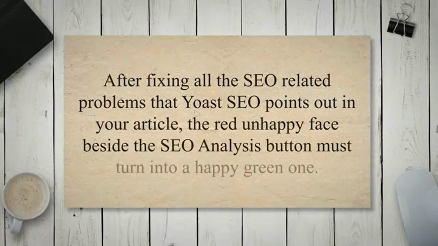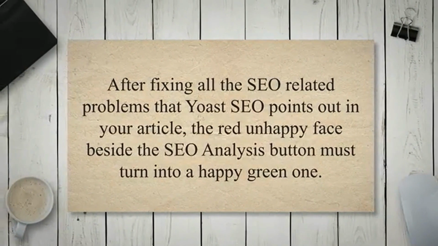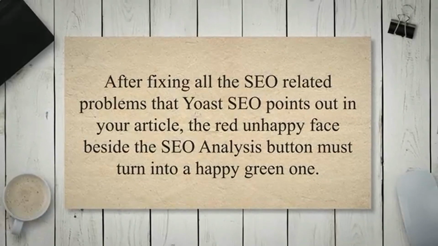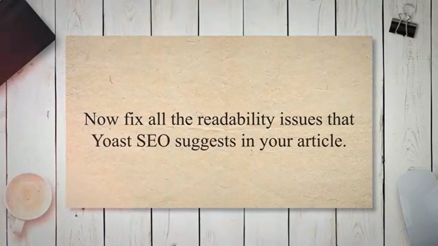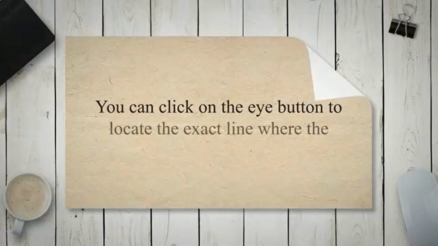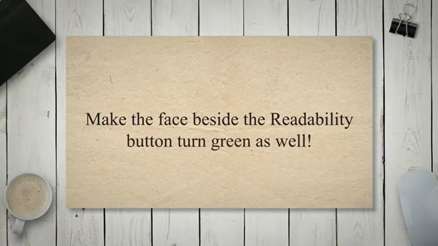After fixing all the SEO related problems that Yoast SEO points out in your article, the red unhappy face beside the SEO Analysis button must turn into a happy green one. Then click on Readability. Now fix all the readability issues that Yoast SEO suggests in your article. You can click on the eye button to locate the exact line where the problem is. Make the face beside the readability button turn green as well.